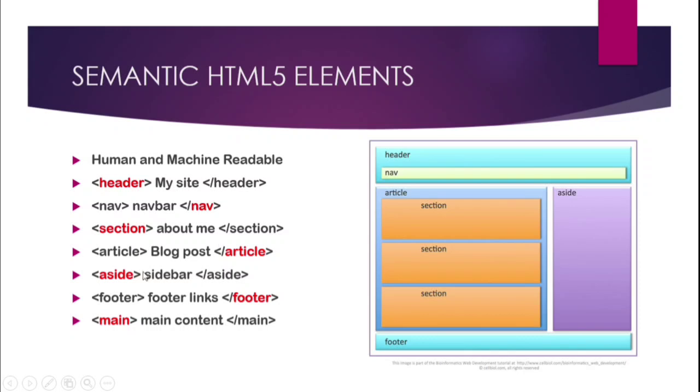Then we have article. Article is nothing but a blog post, or if you want to add two or more elements together, then you can use an article. Aside is nothing but the sidebar, where you can mention the graphs, or the time. You can have the quick links, some information about your projects. You can add those links in the aside bar.